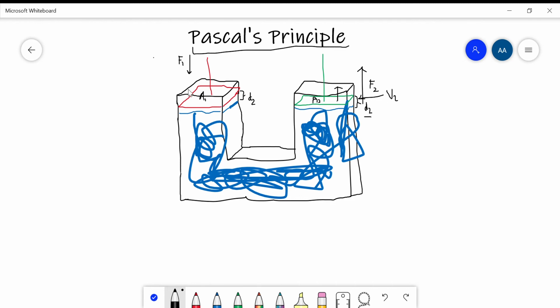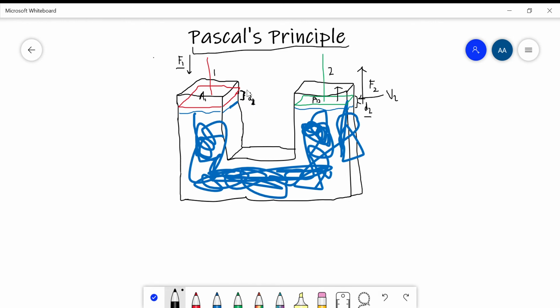And a person pushes down on piston 1 with a force of F1. We'll call these piston 1 and piston 2, to make things a bit simpler. And it goes down a distance D. And we're going to assume that this is just filled with fresh water. Nothing special there. And it pushes down by D1, sorry, D1. I forgot to label this.